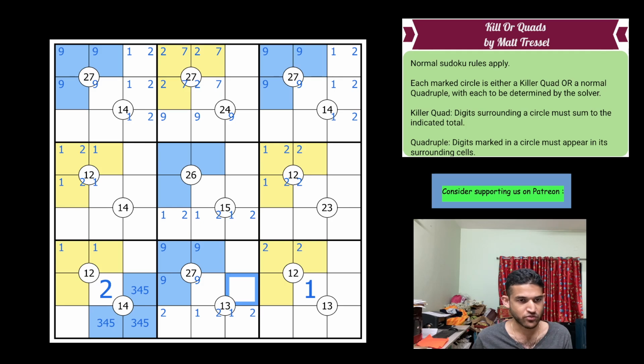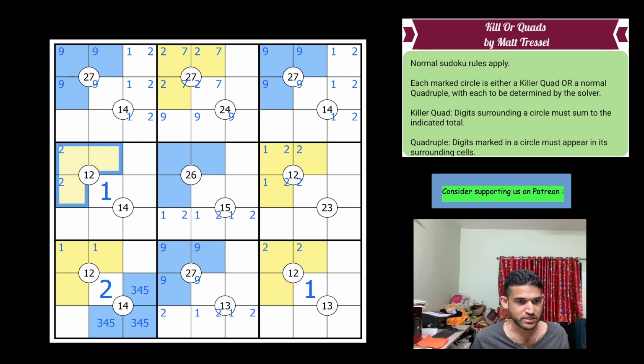So I'm looking at this 14 clue here. If suppose this is not a 1, let us for a moment assume that this cell doesn't take a 1. So which means this is prevented from being a quadruple clue. Now it has to be a killer quad. The minimum sum is 2, 3, 4, 5. But we do know that 2 has to be in one of these cells, right? Because of this 2 here and this 2 here. So the moment you eliminate 1 from this cell, we are running into an instant contradiction. So this has to be a 1.